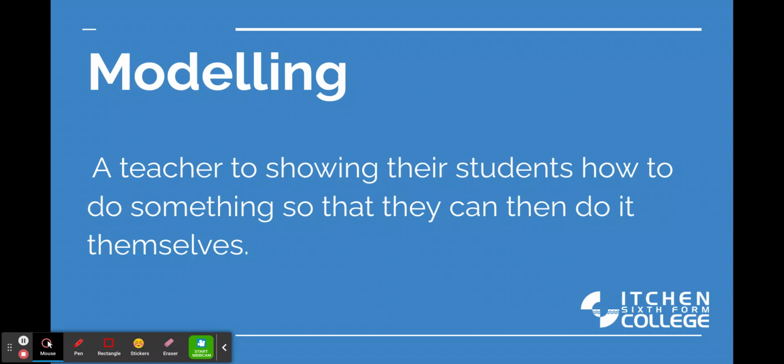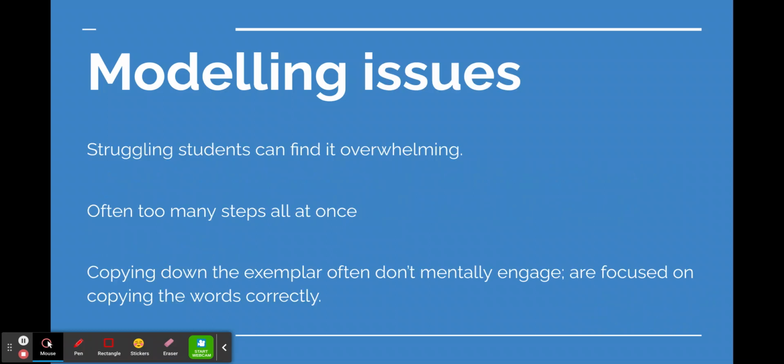Now, it's worth noting that what the research suggests is actually, when we model, sometimes struggling students can find it really overwhelming. It can be like watching a professional dancer do a routine and show you, and it can feel really overwhelming. And often they feel overwhelmed if we do too many steps all at once.